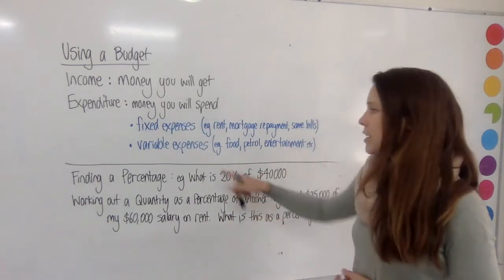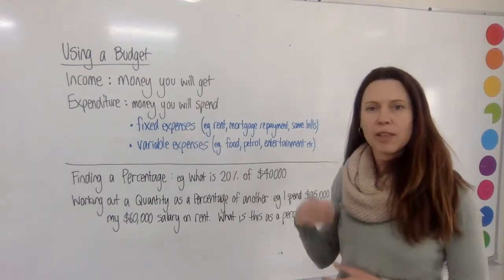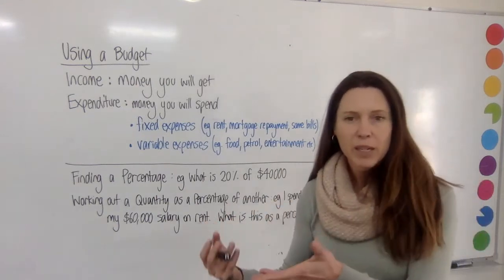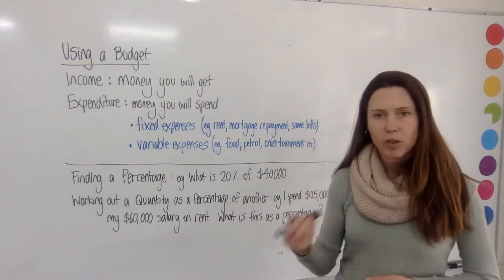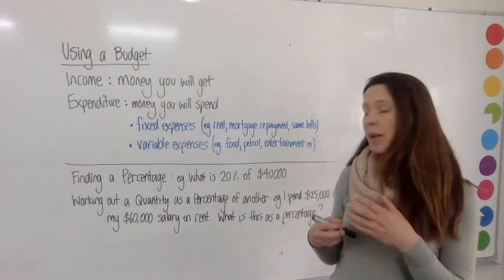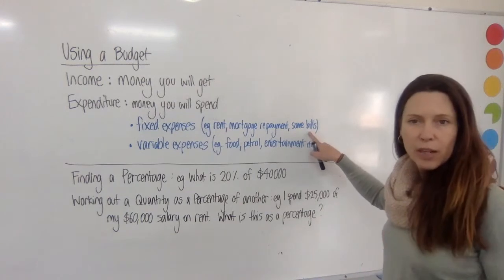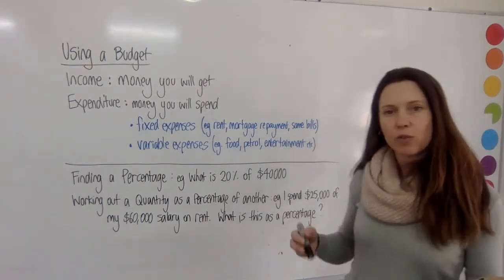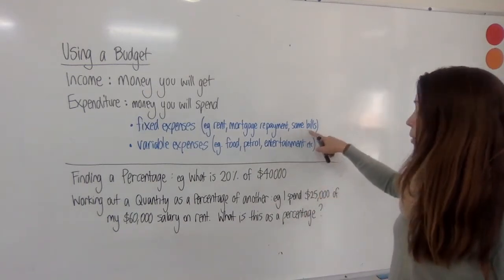Now, I've broken these into two different types. Fixed expenses are fixed because they're the same all the time. So it might be something that you know you have to pay every week, like say your rent, or perhaps every month a repayment on your home loan, or perhaps you have a repayment on a car loan. You might also have some of your bills which never change, they're always the same. Perhaps your phone plan is $74 every month, and that's a nice predictable amount that you can plan for.